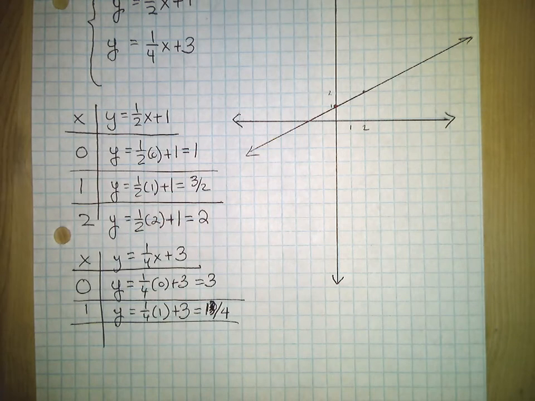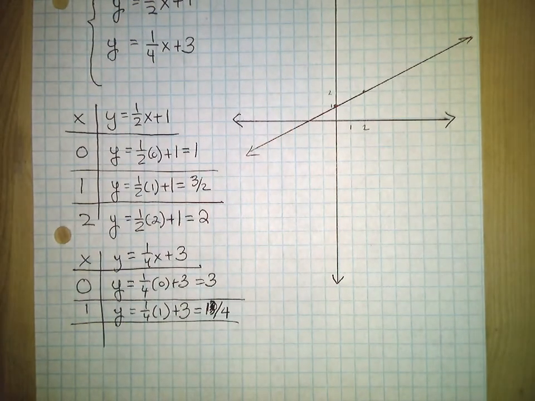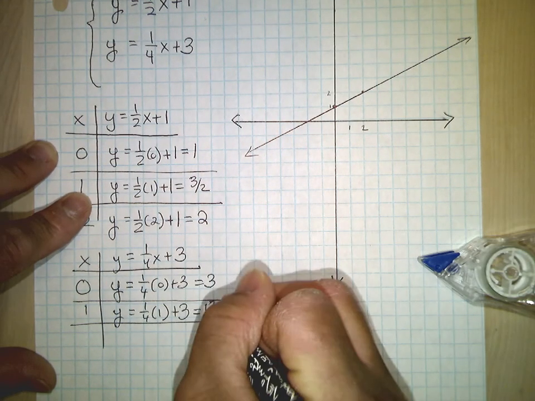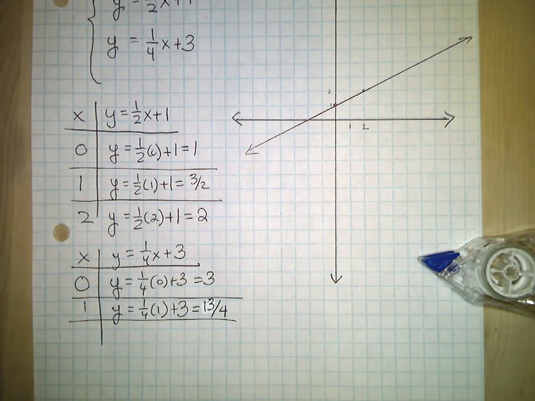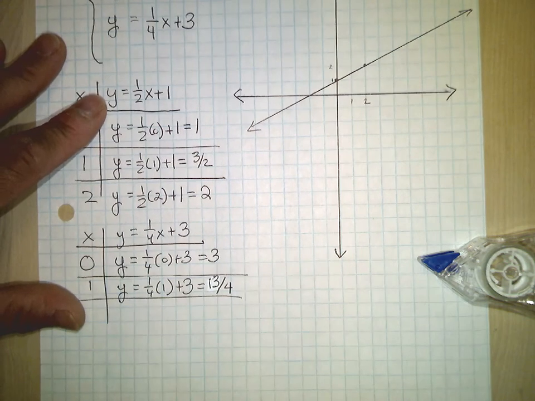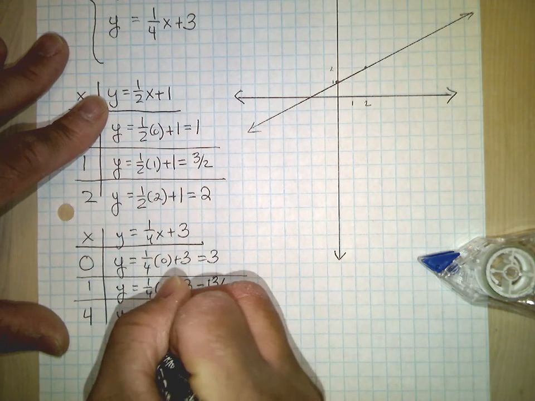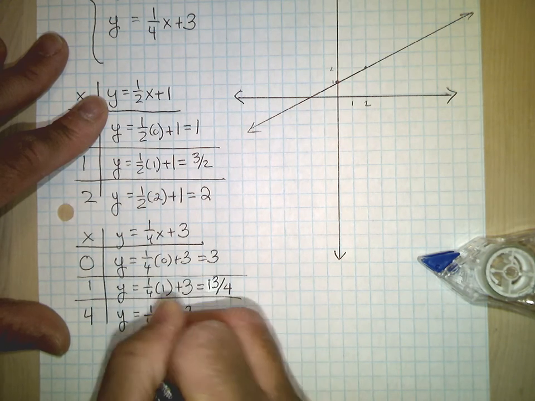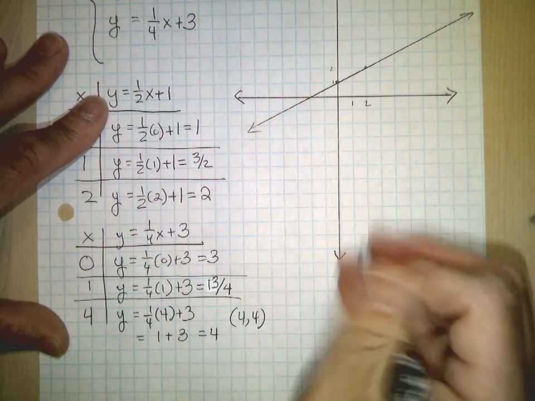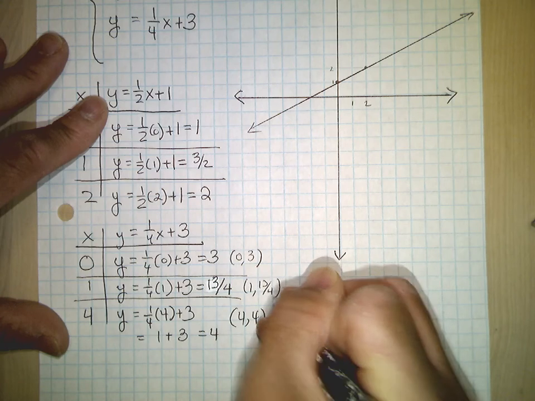So that is why I said that you probably want to deal with whole numbers anyway, because this will happen sometimes where you get a fraction and you're doing this mentally, and it just is a lot to do mentally, and then you have to graph it on top of that. So why don't I pick a 4, and y is 1/4 times 4 plus 3, which is 1 plus 3, 4. So one of the points is 4, 4. So we have 0, 3, and 1, 13 over 4, and 4, 4.